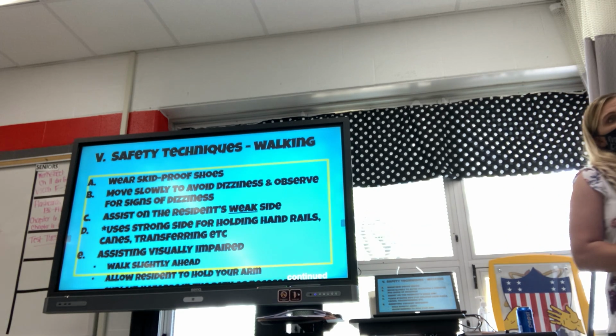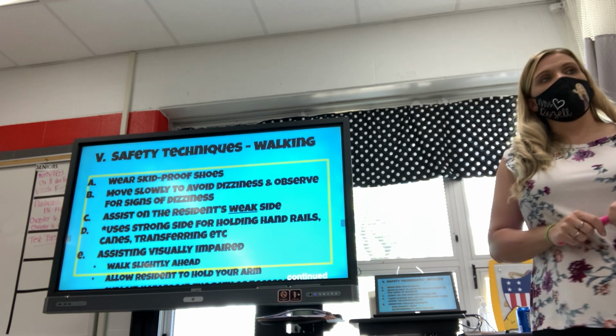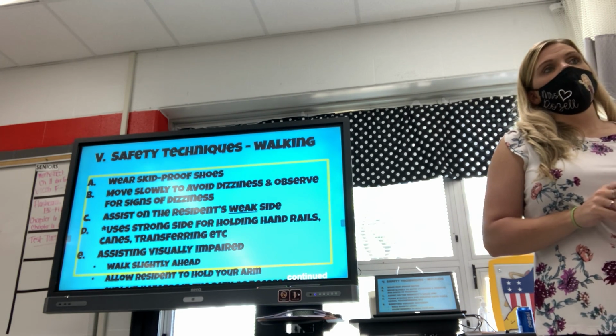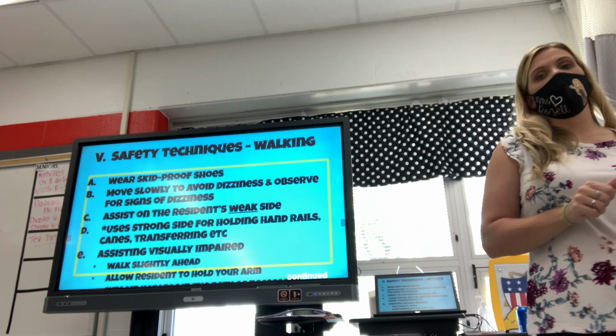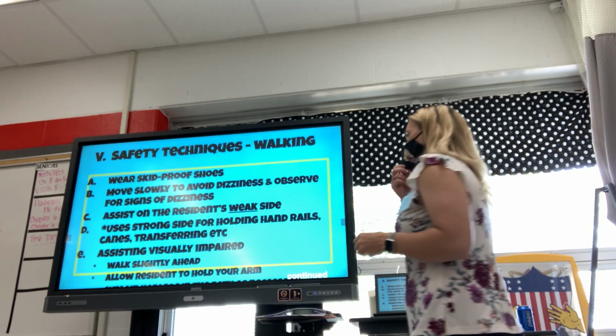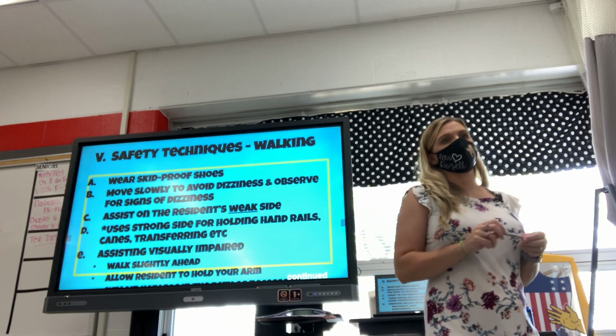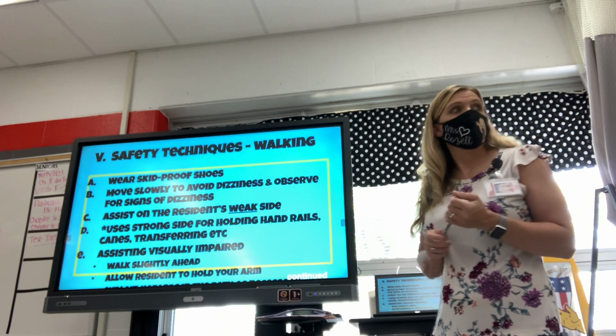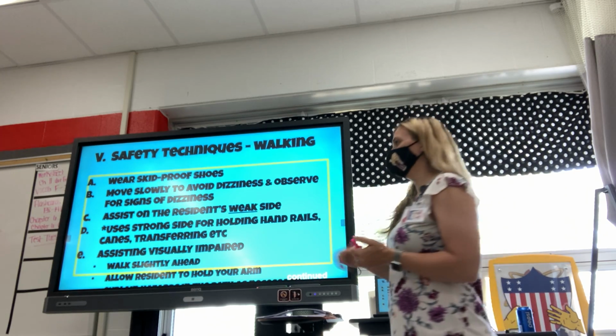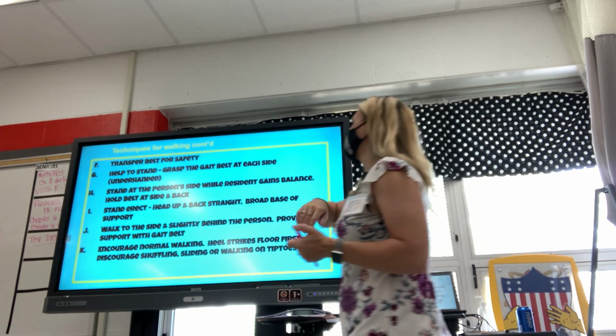Basically, assist them on the weaker side if they have a cane. Assist on the weak side.